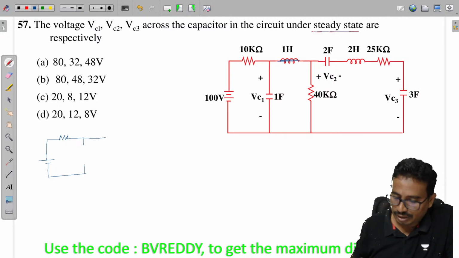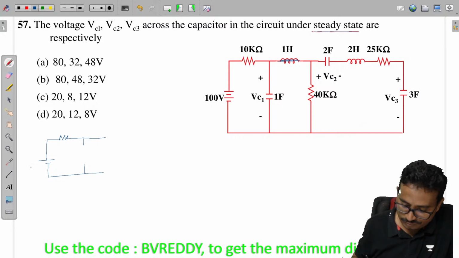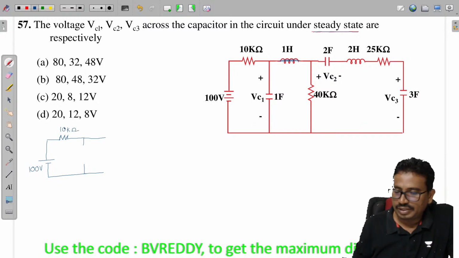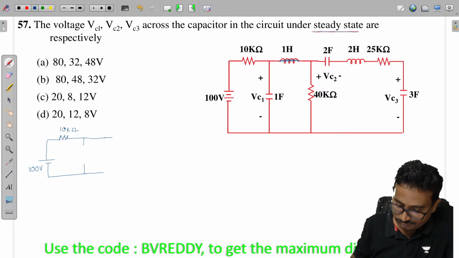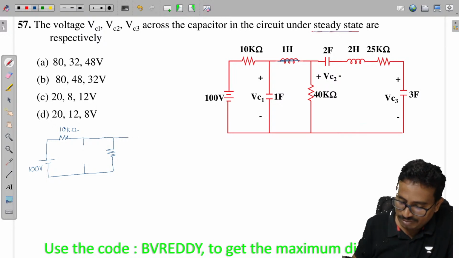No, don't do nodal. Here you can simply do VDR. There is no need of nodal, this is an easy problem. So this inductor is shorted, and here we have a resistor.